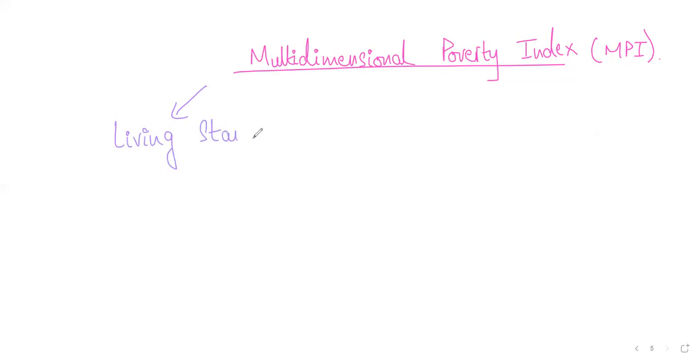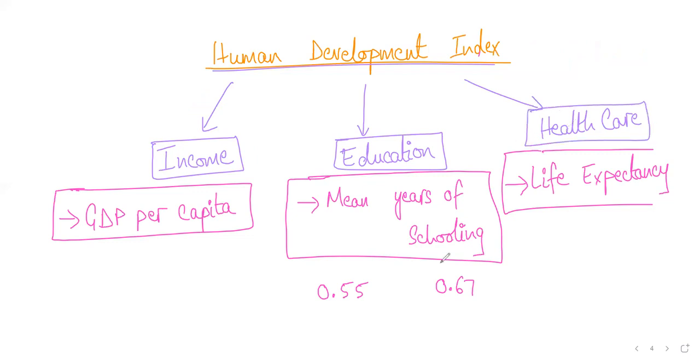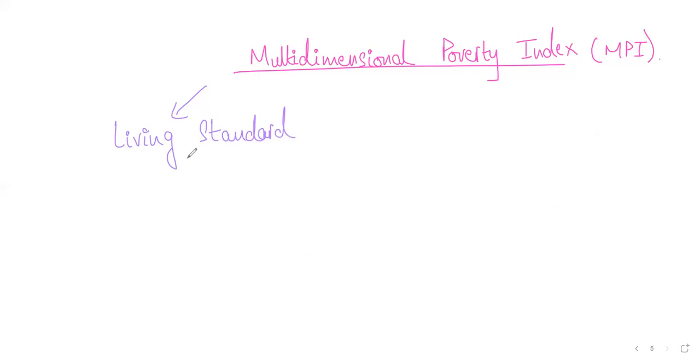Now, this is different. Think about this. In the Human Development Index, we were using three dimensions. What were those three aspects? The Human Development Index was calculating the development of a country based on income, education, and healthcare. On the other hand, your multidimensional poverty index replaced income with living standards. So here, instead of income, you have living standards as an estimate of development in the country.